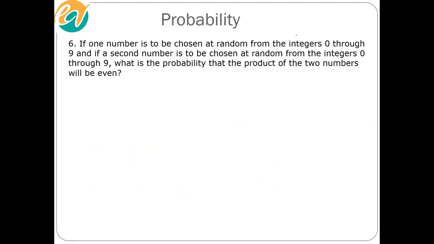If one number is to be chosen at random from integers 0 through 9, and a second number is also chosen at random from 0 to 9, what's the probability that the product of the two numbers will be even?